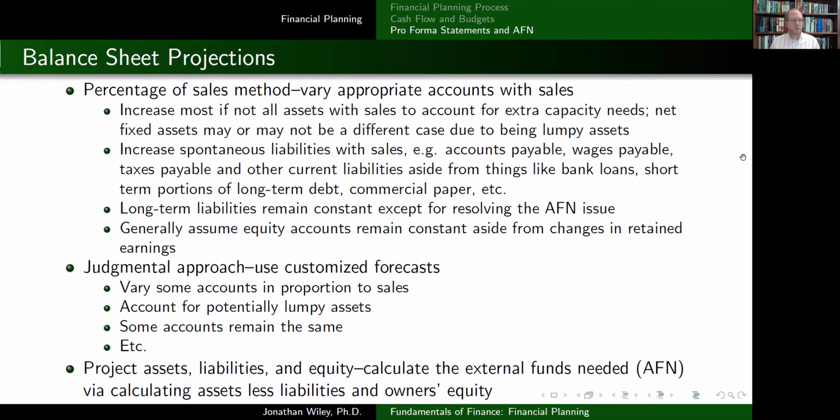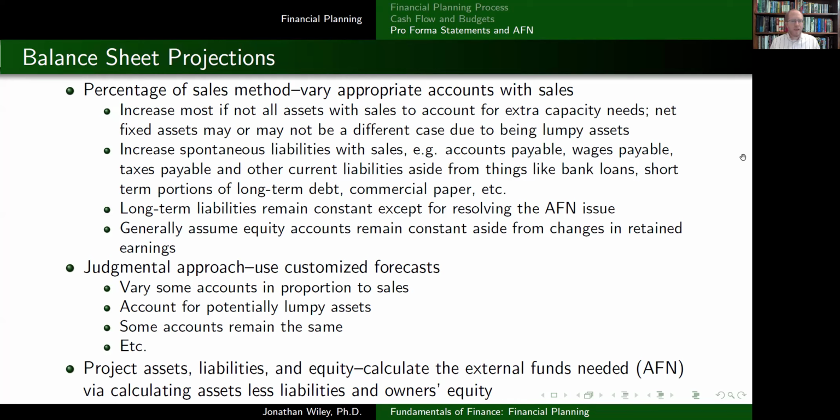Okay, so in this video I'm going to talk about balance sheet projections. When projecting the balance sheet, things are going to be a little bit different compared to the income statement. The reason for that is basically because some of the items in the balance sheet we really don't think are going to change with sales. And that's going to trigger a little bit more of a line-by-line approach potentially.